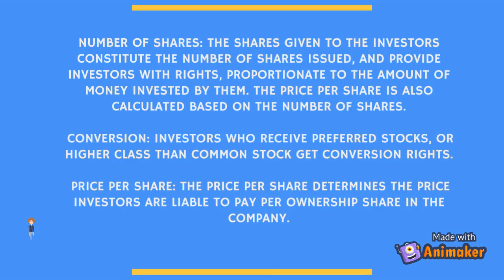Number of shares. The shares given to the investors constitute the number of shares issued, and provide investors with rights proportionate to the amount of money invested by them. The price per share is also calculated based on the number of shares. Conversion. Investors who receive preferred stocks, or a higher class than common stock, get conversion rights. Price per share. The price per share determines the price investors are liable to pay per ownership share in the company.